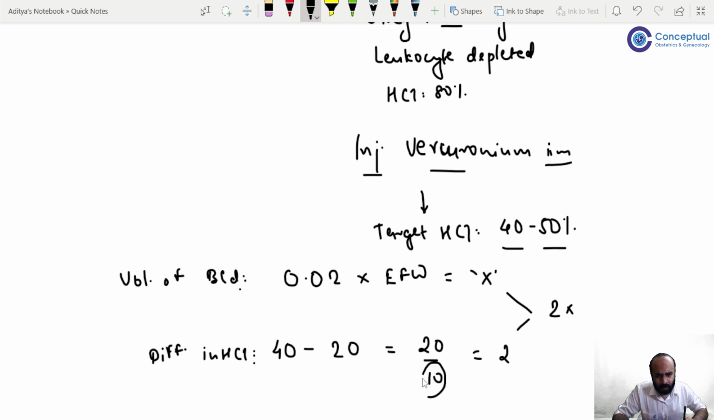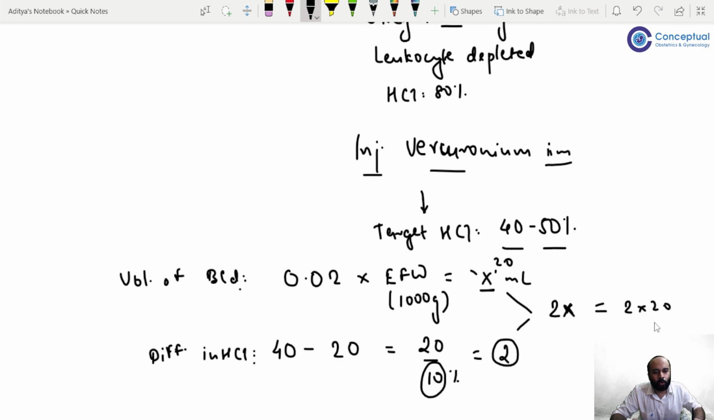What is this 10 factor? This 10 factor is basically the x volume in ml of blood that I had got. Each x leads to an increase in the hematocrit by 10%. So when I divide this difference by 10, it tells me by what multiplier I have to multiply x. So 2x. Now let us assume for an example that the estimated fetal weight was 1000 gram. So 1000 into 0.02 amounts to x being 20. And here 2 has come. So 2x is going to be 2 into 20 which is equivalent to 40 ml. So I'll be giving 40 ml of blood to the fetus. A very easy way of calculation.